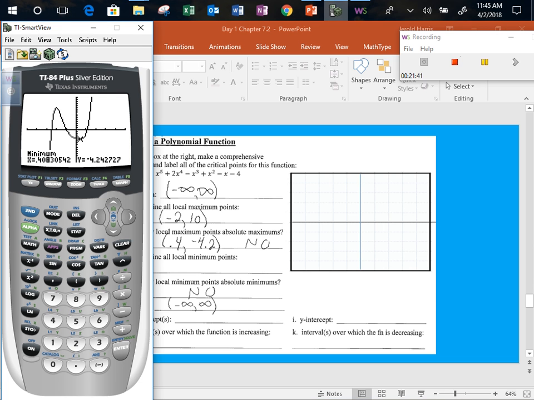Now, the x-intercepts. If you think you know them, we can go trace. But otherwise, guys, second, calculate, intersection, since we put in the line y equals 0. Let's go get this one first. So I'm close to it. Enter, enter, enter. So one x-intercept is about 1.1. Second, calculate, intersection. Let's go get the next one.